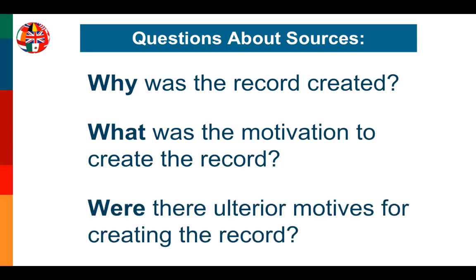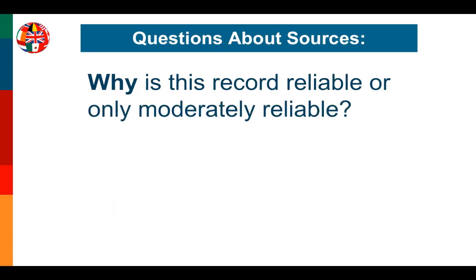Another question is, were there ulterior motives for creating the record? An example of this is a lineage society application where an applicant listed unsourced information with the motivation of obtaining membership to the organization. Also answer the question, why is this record reliable or only moderately reliable or not reliable at all? Be sure to explain this in detail.